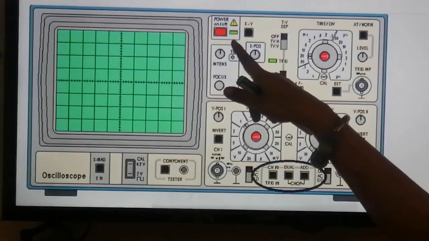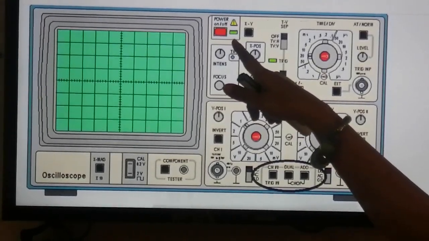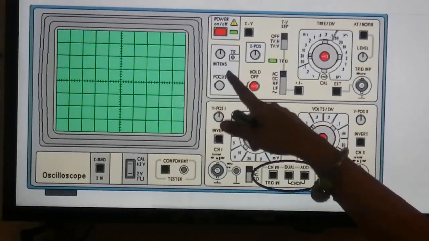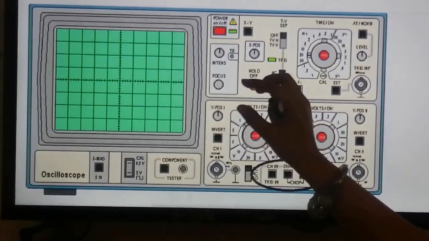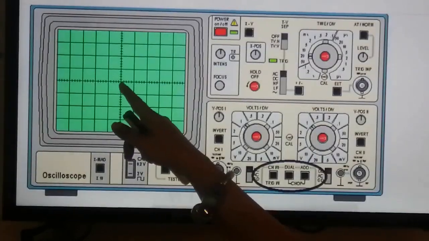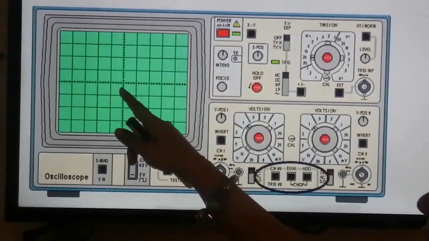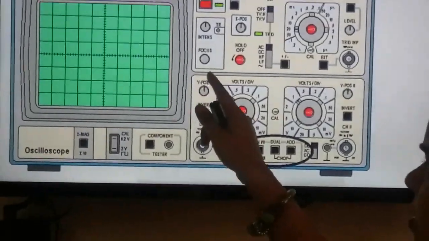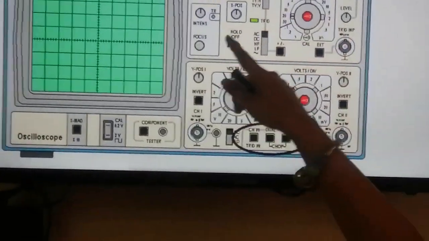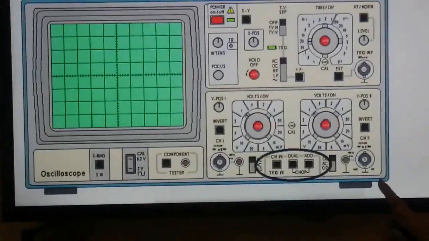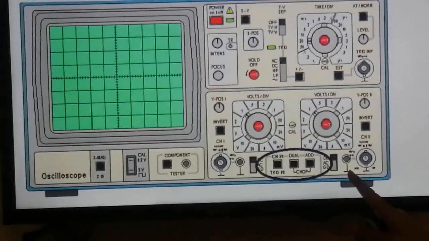So here is the power button. We can switch the CRO on and off. Here are the intensity and the focus controllers. We can move the knobs accordingly so that the spot arrives at the center of the fluorescent screen. So we can adjust the intensity and the focus. So here are channel 1 and channel 2. There are two channels.